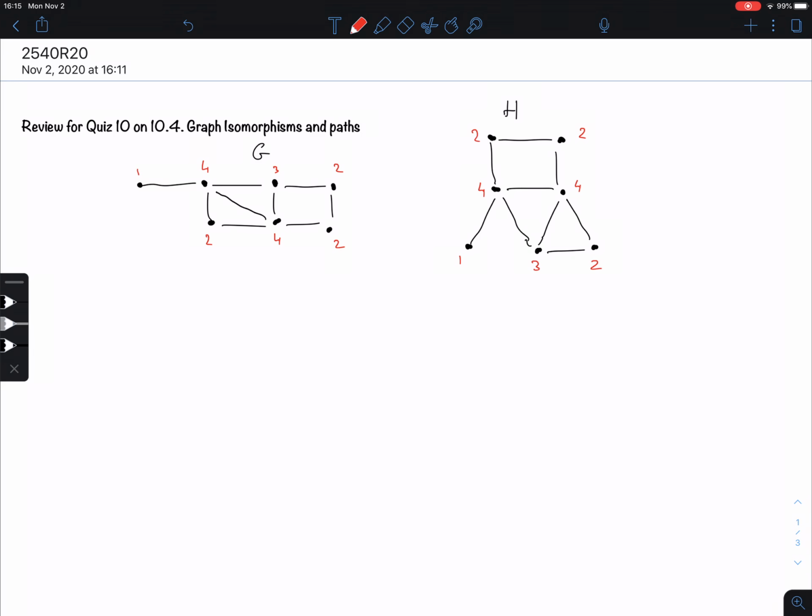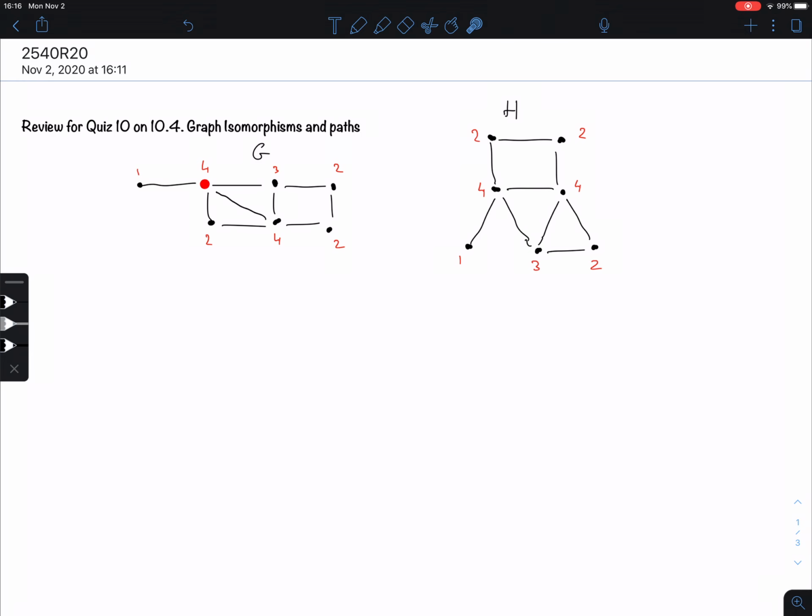So let's see what we have. Both have exactly one degree 1 vertex. They have 3 degree 2 vertices, 1 degree 3 vertex, and 2 degree 4 vertices. So we cannot distinguish them from each other just based on the number of degrees. Now we could look at neighborhoods, and I'm not saying that you might not find something, but the whole thing is about paths, so I'm just going to give one example.